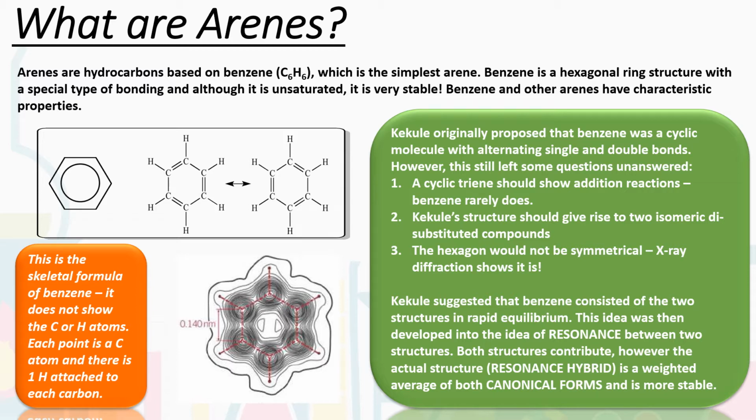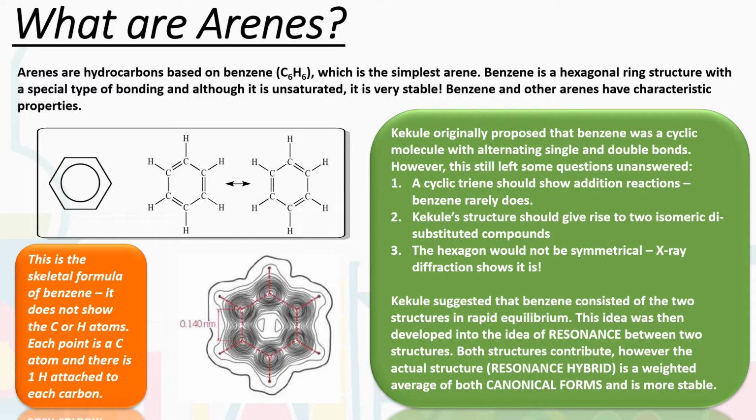Now, the first person to come along with this idea of what benzene looked like was a guy called Kekulé. And he originally proposed that benzene was a cyclic molecule with alternating single and double bonds. He had this dream of a snake biting its own tail to make a cyclic molecule. However, this left some questions still unanswered.